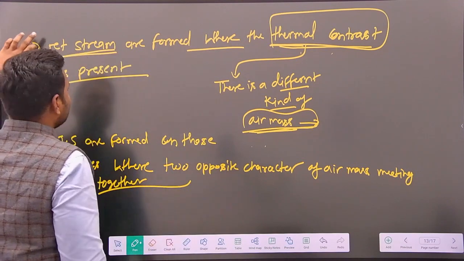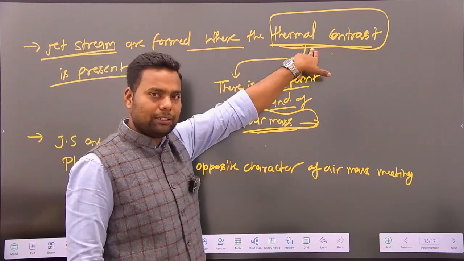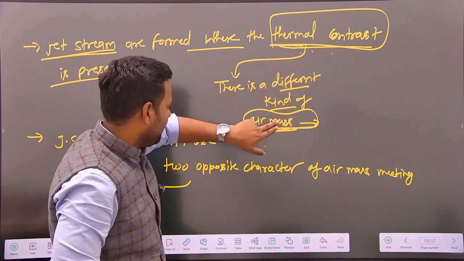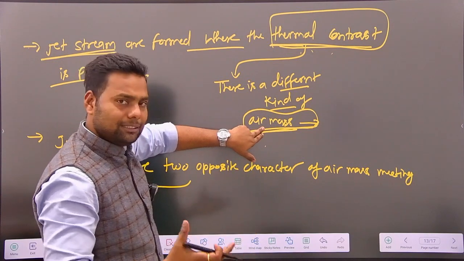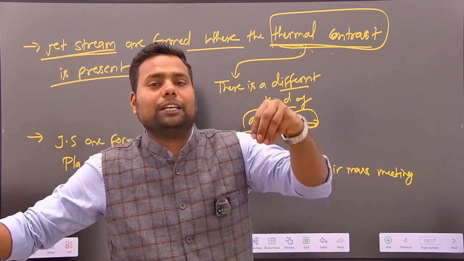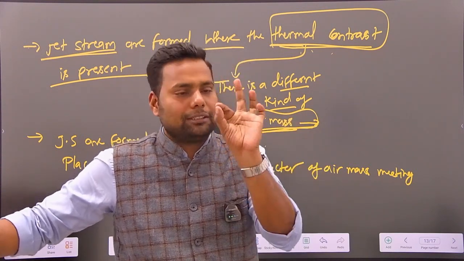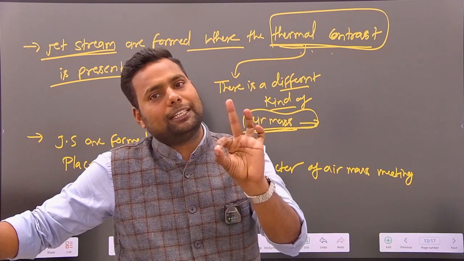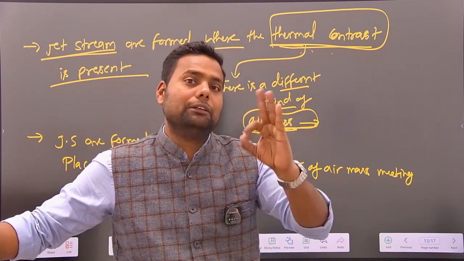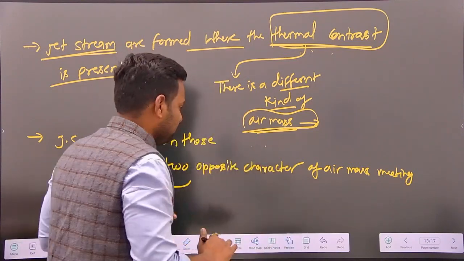Here is the point: jet streams are formed where the thermal contrast is present. What is the meaning of thermal contrast? It means different kinds of temperature and humidity. And what is an air mass? An air mass is a parcel of air which has the homogeneous character of that area. What is the meaning of homogeneous character of that area? It means the temperature and humidity of that area will be the same. On the other hand, the other air mass has a different type of temperature and humidity. I hope that is clear.